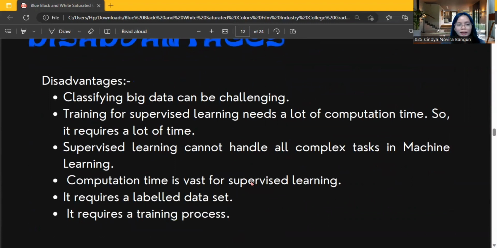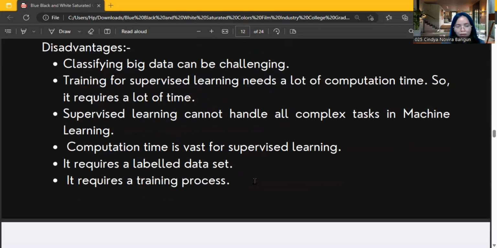Disadvantages. 1. Classifying big data can be challenging. 2. Training for supervised learning needs a lot of computing time, so it requires a lot of time. 3. Supervised learning cannot handle all complex tasks in machine learning. 4. Computation time is slow for supervised learning. 5. It requires a labeled dataset. 6. It requires a training process.